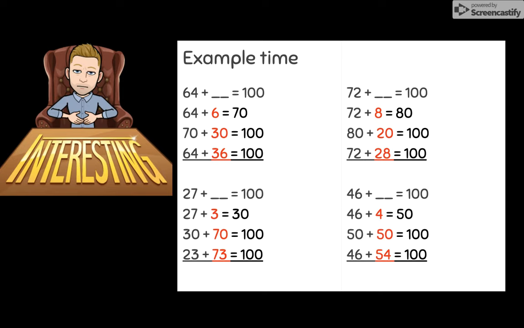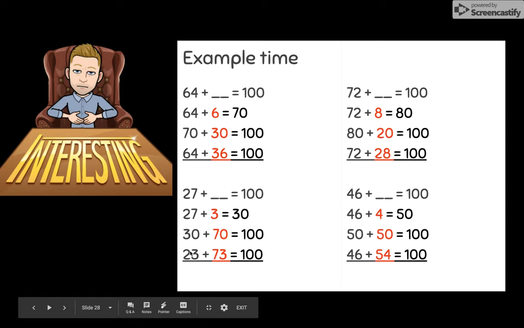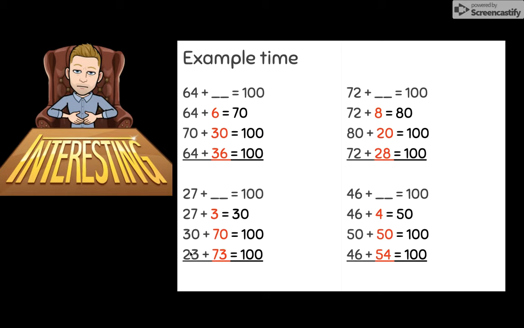Oh, I've made a mistake here. That should be 27. 27 plus 73 equals 100.